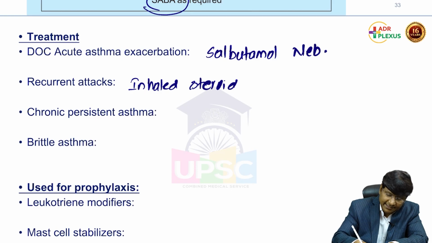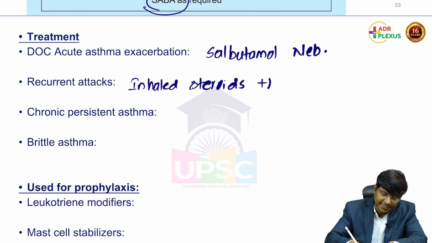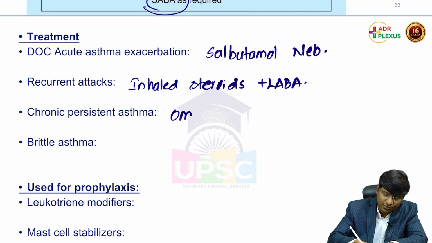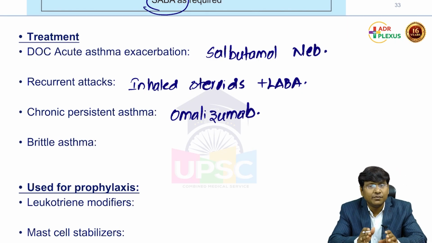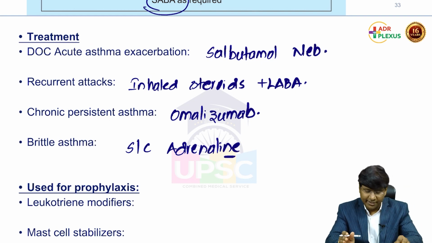You need to add the inhaled steroids, and these inhaled steroids include fluticasone as well as budesonide. Along with that, a long-acting beta agonist should be added. For chronic persistent asthma, the drug that you need to give is omalizumab. Whereas in brittle asthma, the very important drug is subcutaneous adrenaline, which should be added.